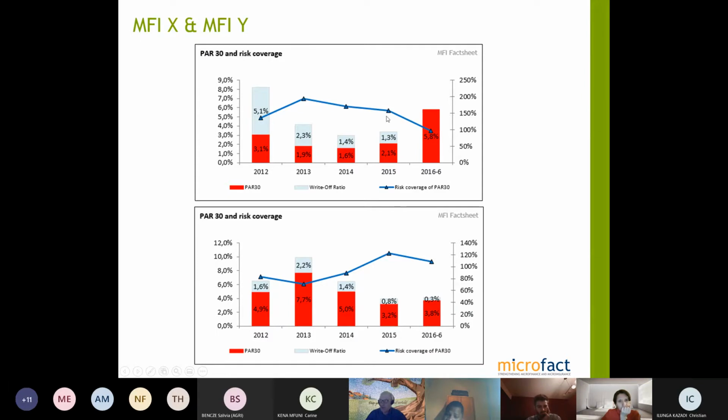This is clearly the policy of MFI X, while MFI Y already has a small write-down. They did already a small write-off halfway through the year. But you can see the portfolio quality of organization Y is much higher, much better. A much lower portfolio at risk, very low write-off, and a good risk coverage. So here you can see this organization was less stable.